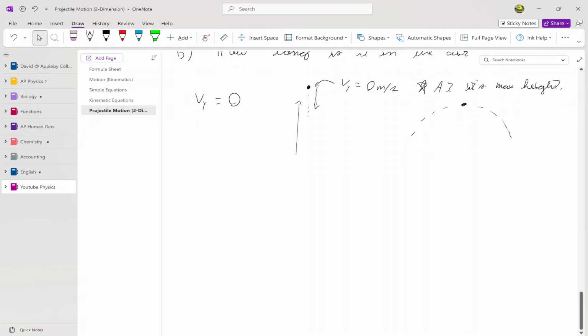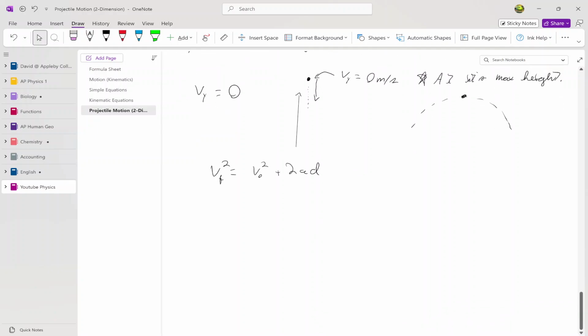So how high does it go? Here we can just use v final squared equals v0 squared plus 2ad. Here we just use kinematics as always. And what are we trying to do here? Yeah, we're trying to isolate for d. So first, we put this into the vertical sense, because remember, v final would be the vector. We always try and break it down.